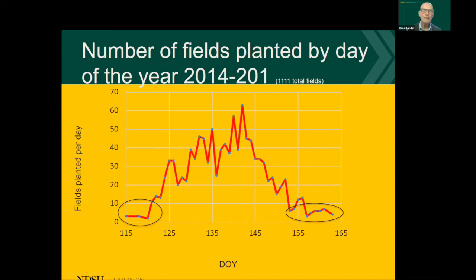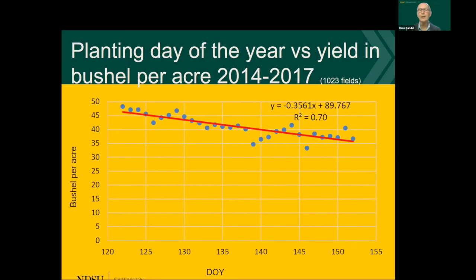You see on the left, very early planted, and on the right, very late planted. So I eliminated those out of my data set. But on average, planting was taking place roughly in the middle of May, when most of the farmers were planting. Now, what I did is I got all the information from over 1,000 fields, and I just averaged the yield for each planting date. And then we put a regression analysis to it.